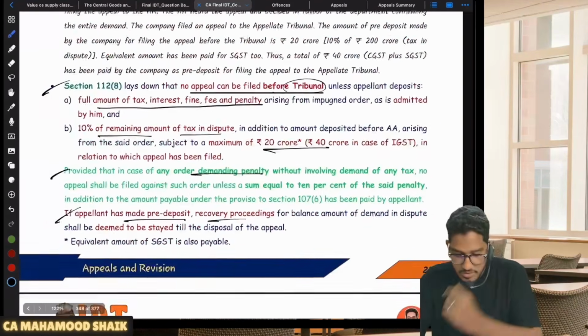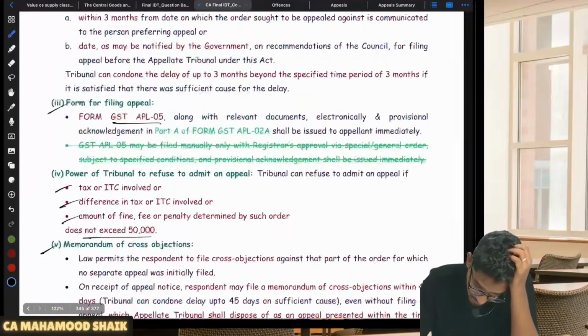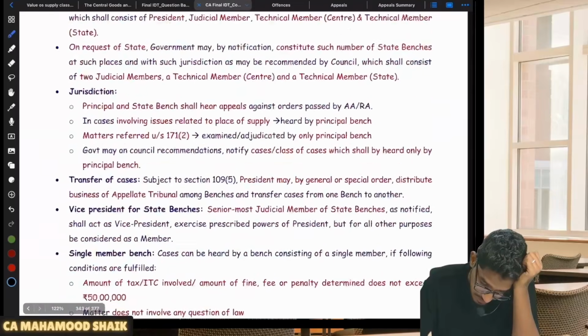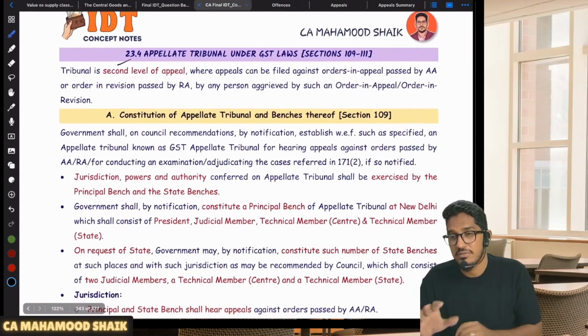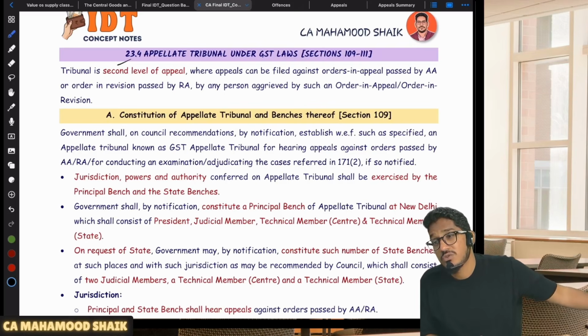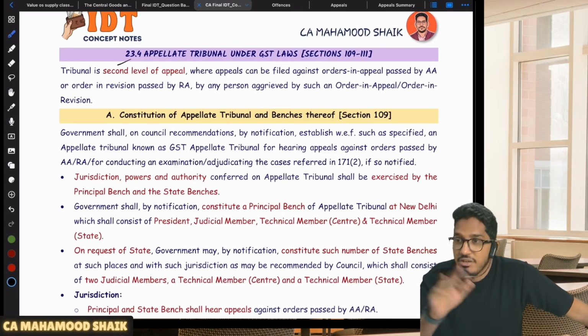Now regarding the GST appellate tribunal, we have some special points: its constitution, who will be there, and a few points like that. Let us try to quickly cover it. It is not that important from the examination perspective. They will talk about what this appellate tribunal is. See, even though GST came into existence in 2017, the GST appellate tribunal was constituted only in 2023, somewhere in September 2023. Even today it is not functioning properly.